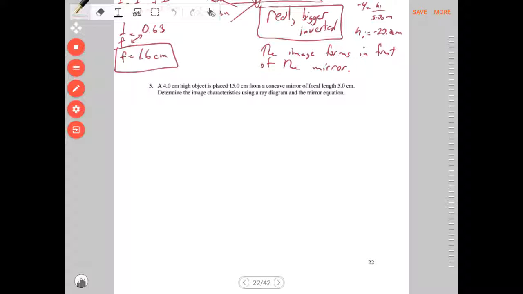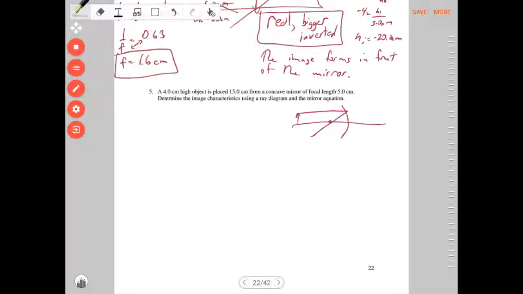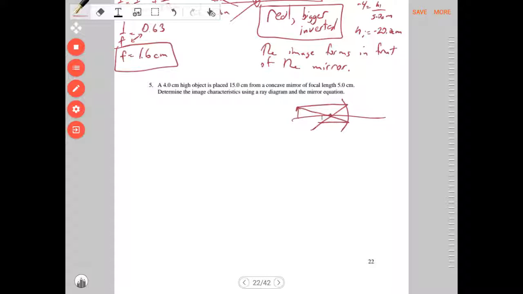So when it wants stuff like this, we know that it's a concave mirror. When it just says determine the characteristics, we do that just like normal. The focal length was 5. It's placed 15, so it's way out here. So we're going to go like this and like that. So the characteristics: we know that this is real, we know it is upside down, and we know that it is smaller.